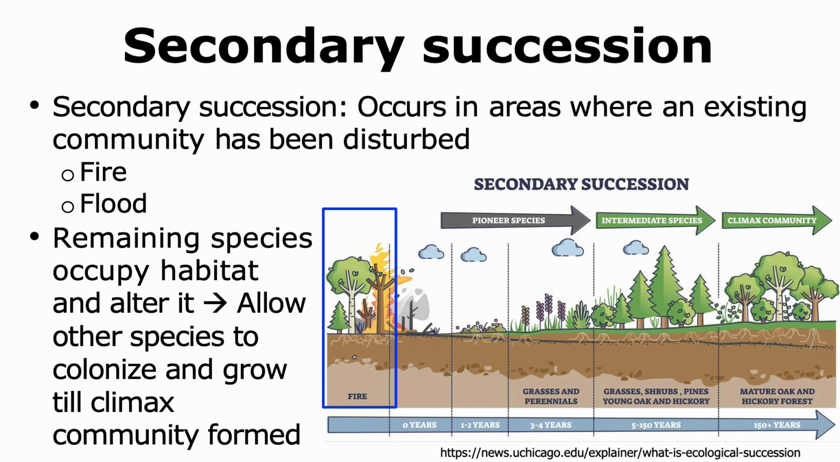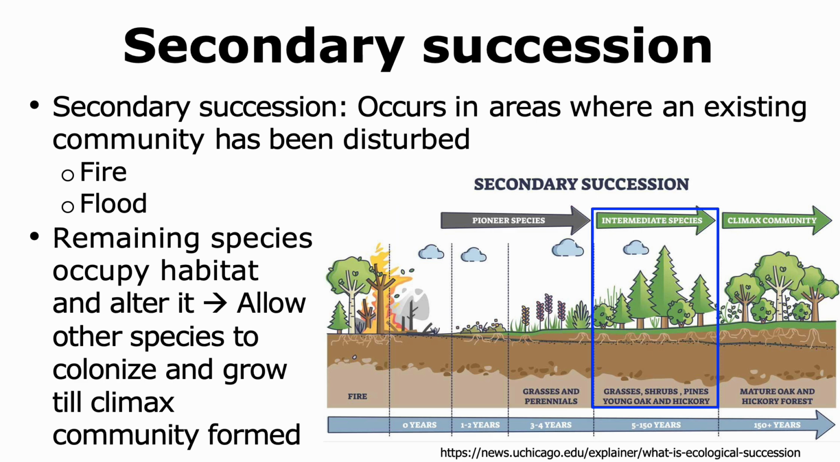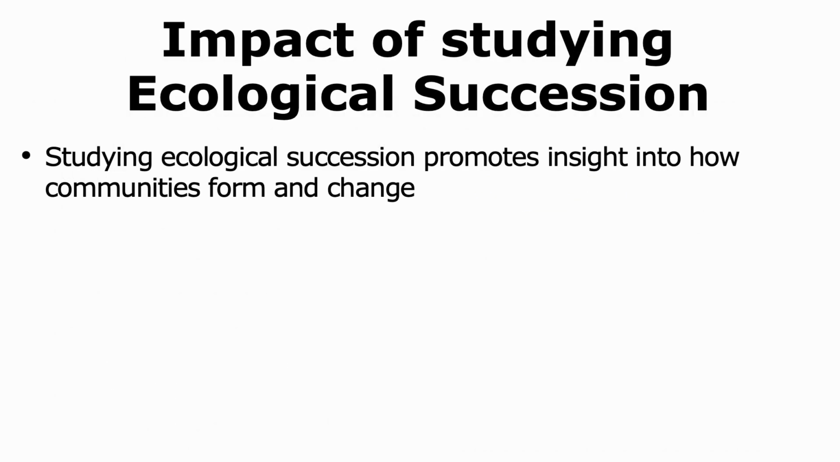Secondary succession requires pioneer species that can help change the conditions present in that habitat and allow other species to grow, like the intermediate species. These changes keep happening until finally a climax community is found. Ecological succession is a complex process that takes time.